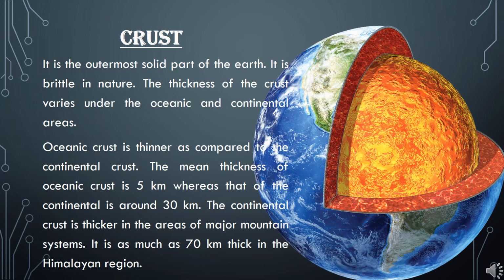Let's see what the crust is made up of. It is the outermost solid part of the Earth. It is brittle in nature. The thickness of the crust varies under the oceanic and continental areas. Oceanic crust is thinner as compared to the continental crust.